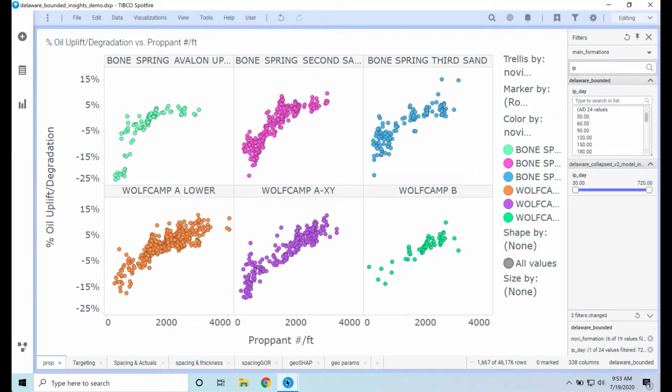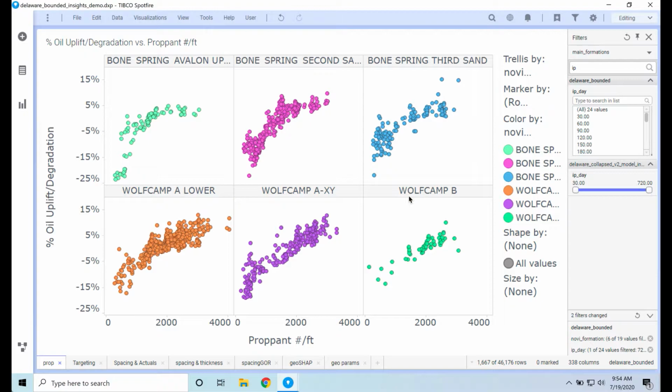So I'm sitting in Spotfire right now, but you can connect just about any business intelligence tool to Novi Cloud, just a standard ODBC connection. Here I'm looking at a pretty common plot, and I'll take a minute to walk you through it. On the x-axis, we have proppant in pounds per foot, going from 0 out to 2,000 out to 4,000. Part of our standard outputs is we take total proppant values and divide it by the lateral length. It's a simple feature transformation, but valuable.